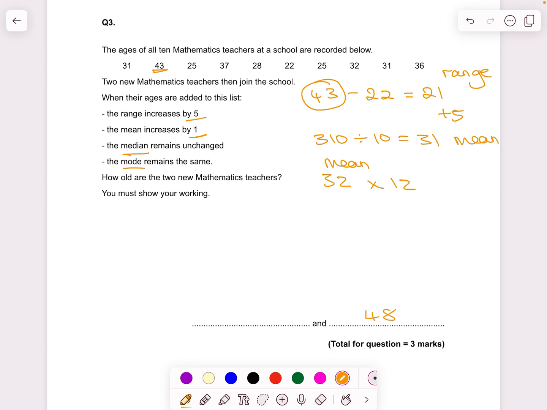And times that by 12 teachers, so there's not 10 anymore, there's 12. That gives you 384. And so now what we do, we know the total is going to be 384. We just need to find the difference between 384 and 310, which is what it added up to before, which is 74. We said that one of the people was 48, so 74 take away 48, and that leaves you with someone who is 26. So 26 and 48.